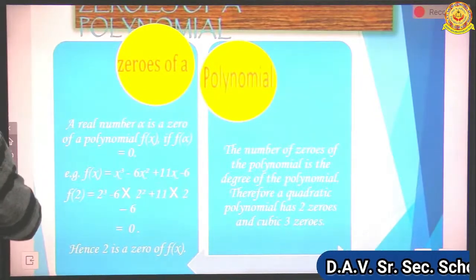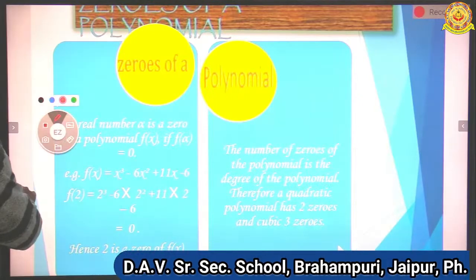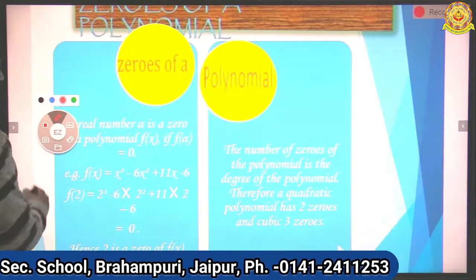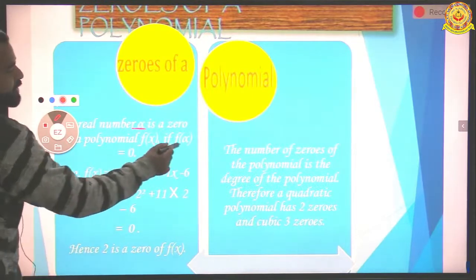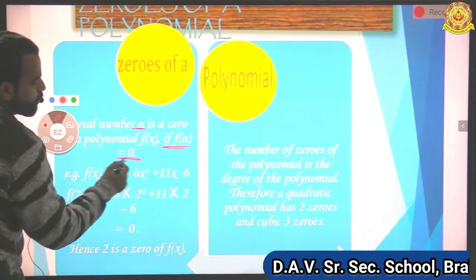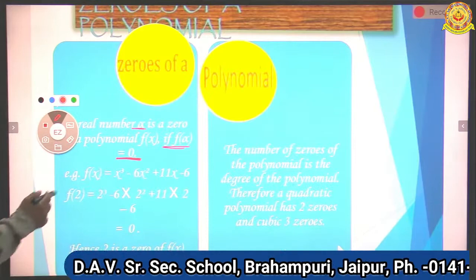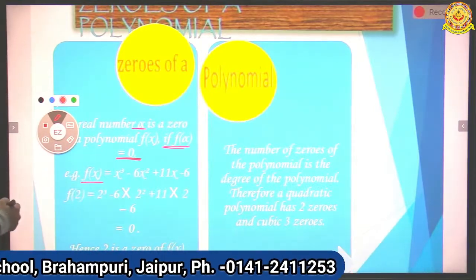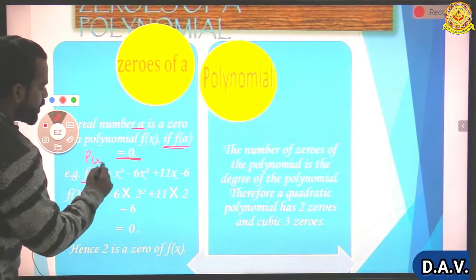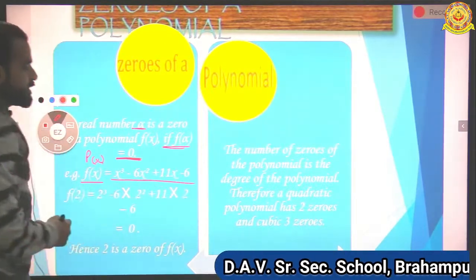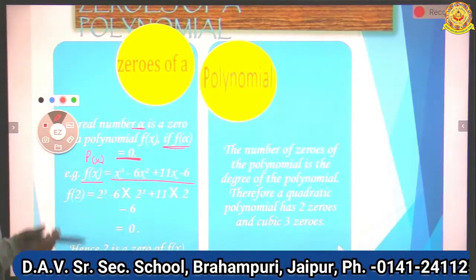If this real number x is the 0 of the polynomial, then if x is the 0 of the polynomial f(x), the whole equation will become 0. Just like this example, polynomial p(x) or polynomial f(x), we can write it anything. So if it is the polynomial p(x) = x cube minus 6x square plus 11x minus 6.